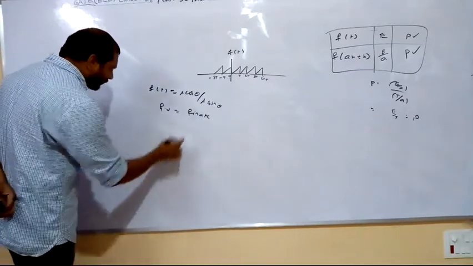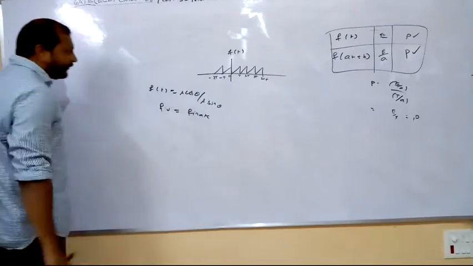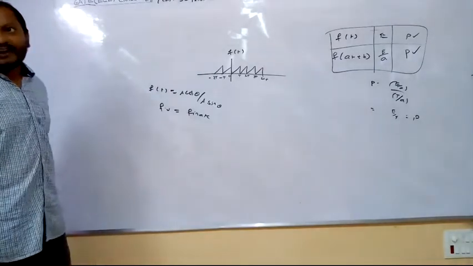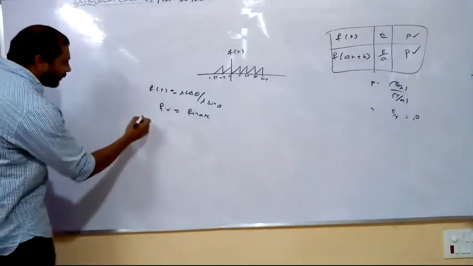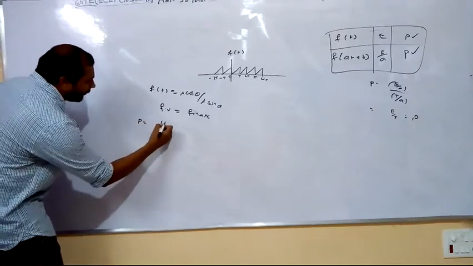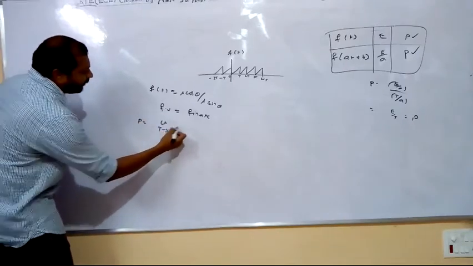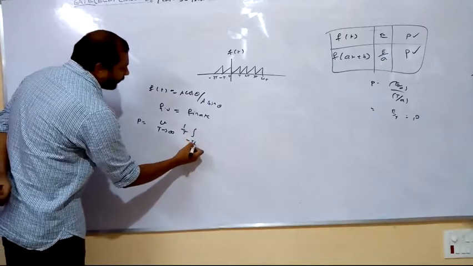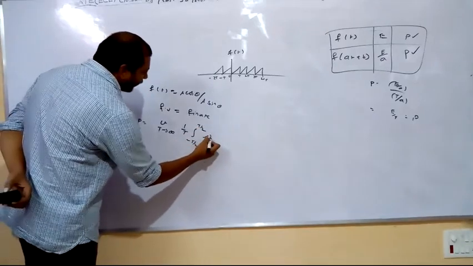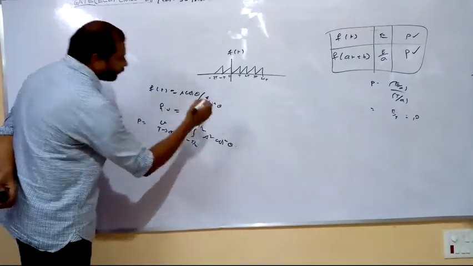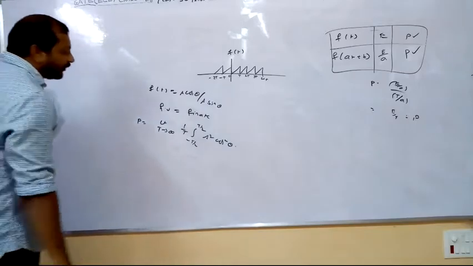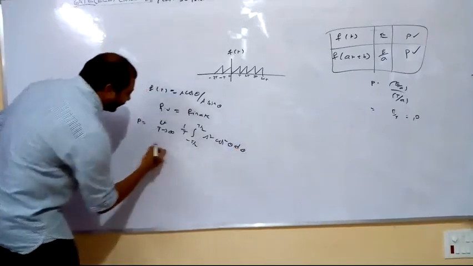So the final value is a finite value, and therefore the corresponding signal can be treated as a power signal. Then what is the power of the signal? Power of the signal is equal to the limit as T tends to infinity of 1 by T, integration from minus T by 2 to T by 2, of A square cos square theta d theta.